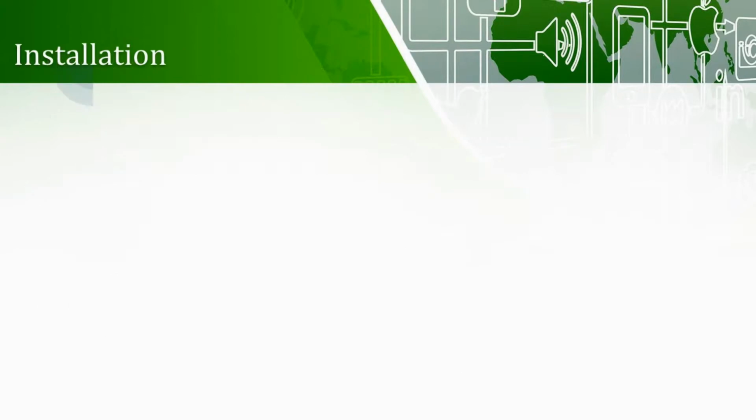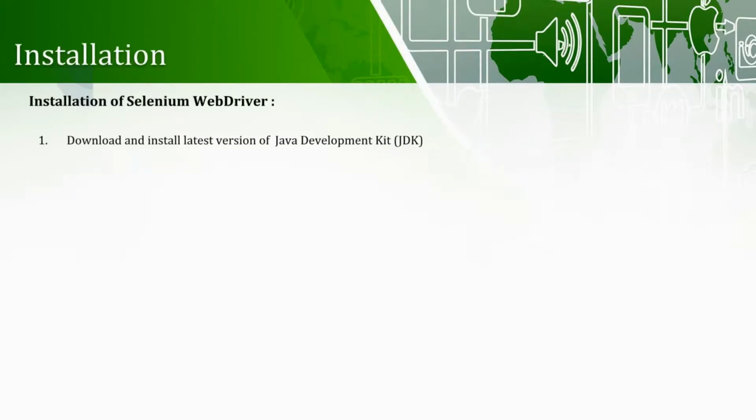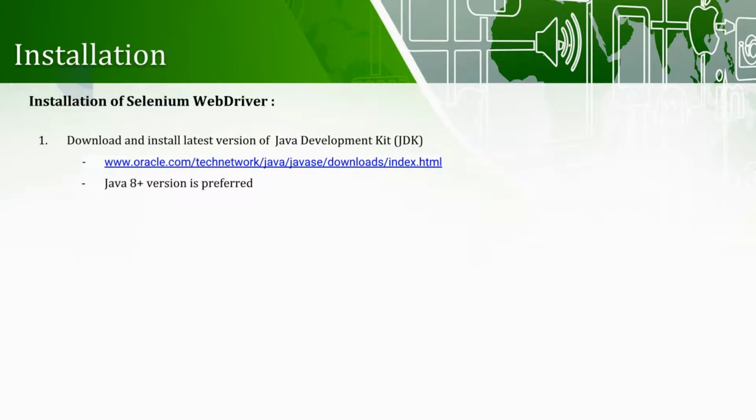Let's see the installation of software tools required for Selenium WebDriver. First is to download Java. We need to install the latest version of Java Development Kit. We are going to use the Java programming language in order to automate in Selenium WebDriver, so we need its library in order to start with the scripting. This is a link for downloading Java. You can find this link in the description box below. Java 8+ version is preferred.